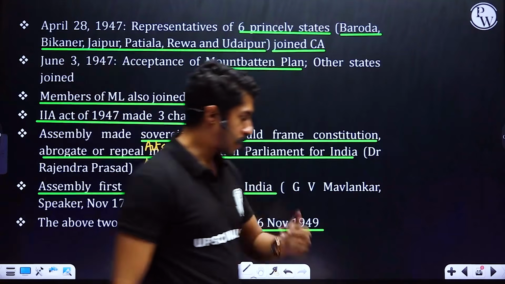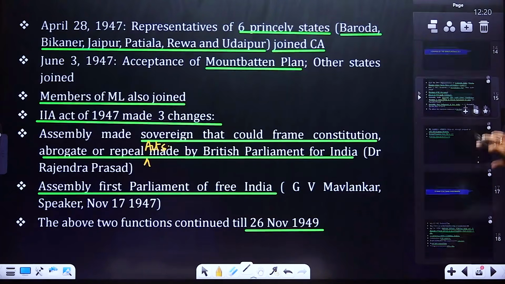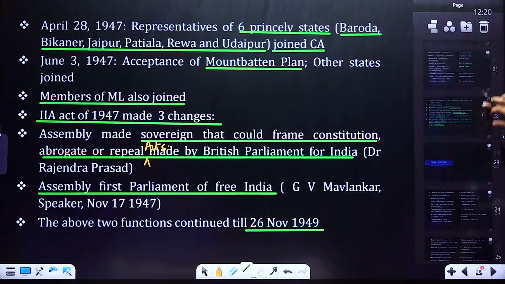Clear? Taking it further forward. This is the way you study, people. This is the only way you're going to remember it.